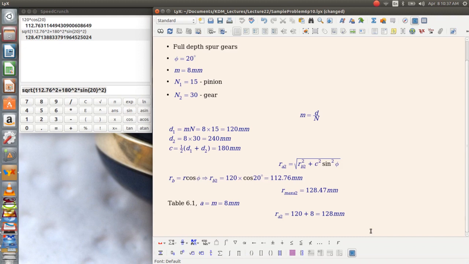As an exercise, I'm going to suggest that you go back and calculate the maximum addendum radius for gear 1. What you'll find is that it is significantly larger than the actual radius in this case. And that's a general thing. Whenever you're looking for interference, check the maximum addendum radius of the gear versus its actual addendum radius. Any interference will show up there first. So that concludes sample problem 6.10. Let's get back to the lecture.